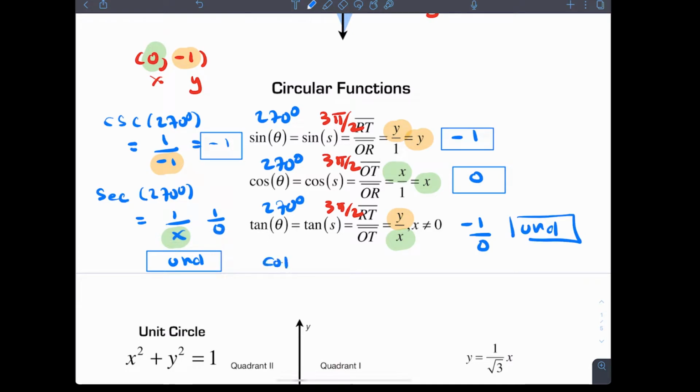All right, now you say, what about cotangent of 270? Well, cotangent of 270 is 0 over -1, and we know that makes this what? 0. So what do you guys think about that? Is that okay?